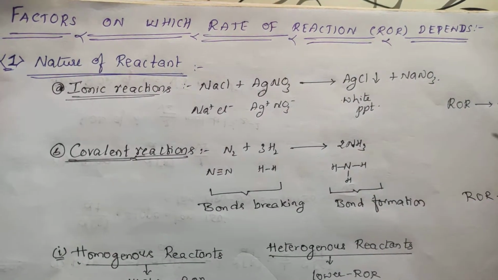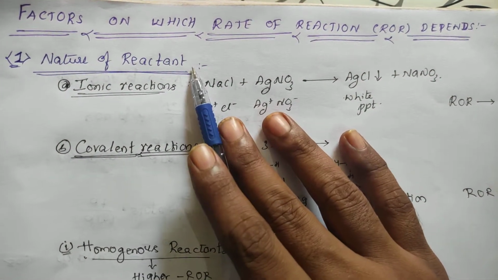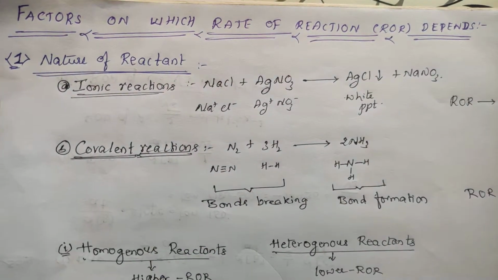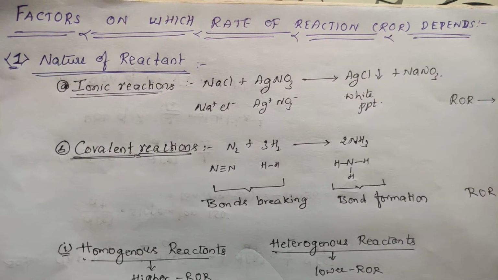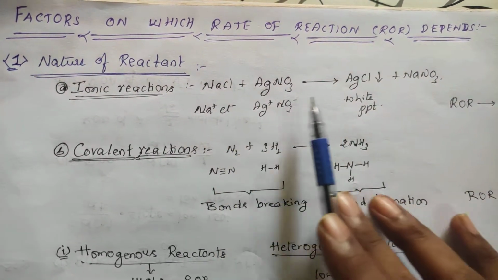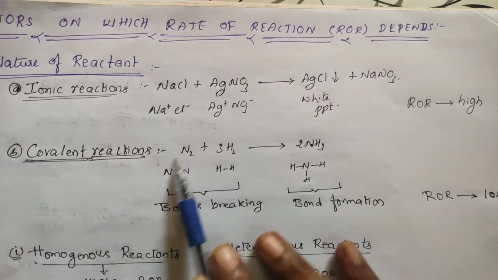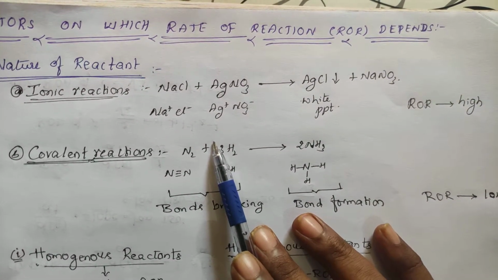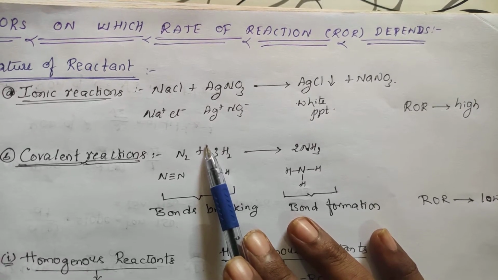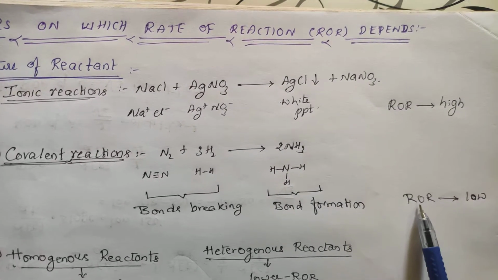First of all, you should have reactants to undergo a reaction. If the reactant is an ionic compound, or if the reactant is a covalent compound, which will have the more rate of reaction? If it is an ionic compound, the rate of the reaction will be very high when compared to the reaction which has covalent bonds. Among ionic compounds and covalent compounds, ionic compounds will have the highest rate of reaction.